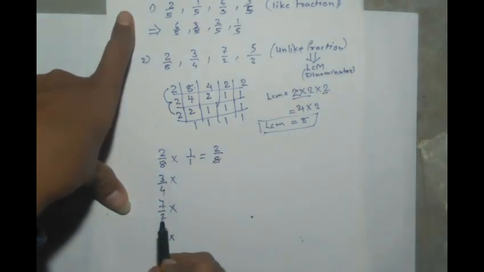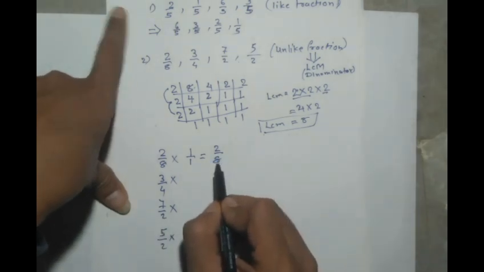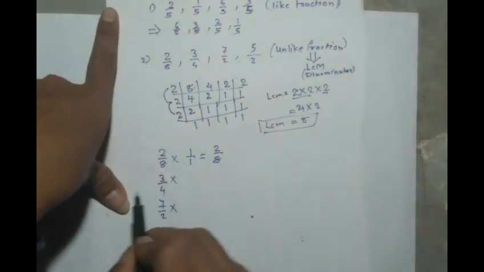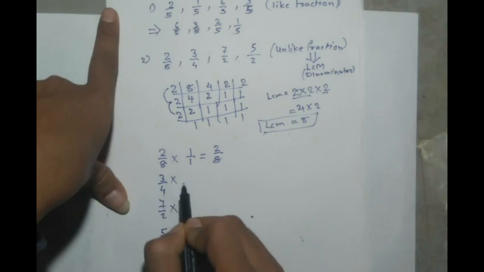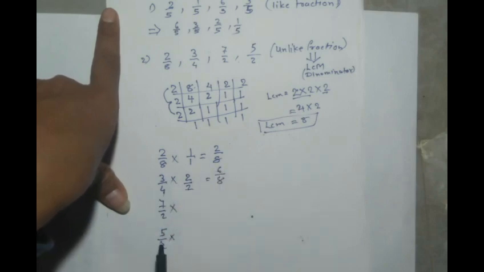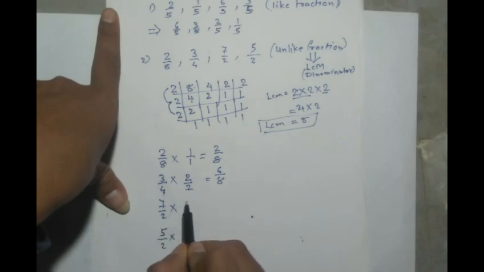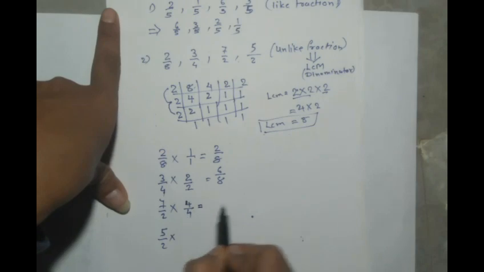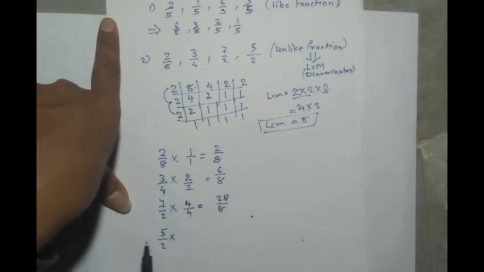2 ones are 2 and 8 ones are 8. We get the first equivalent fraction, meaning the first with denominator 8. Second, now 4 is there. In the 4 table, when 8 comes, we take 2. 2 4s are 8 and 2 3s are 6. Now for 7 upon 2, in the 2 table, 4 2s are 8, so we will take 4. 4 2s are 8 and 7 4s are 28.